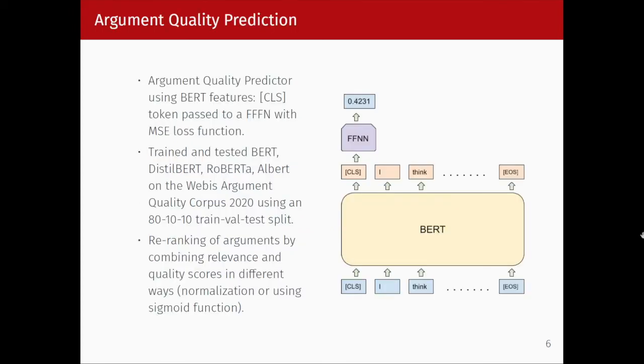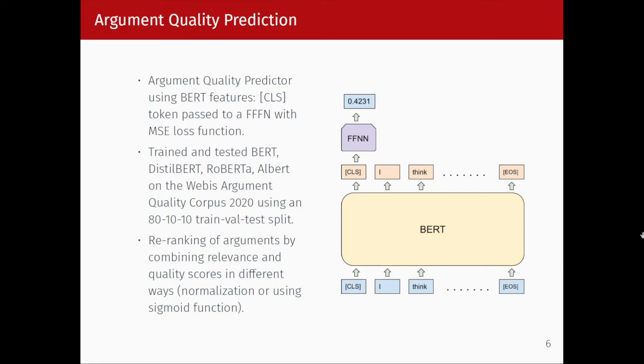To predict the overall quality of an argument, we used BERT features. In particular, we passed the CLS token representation to a feed-forward neural network with the objective of minimizing the mean square error loss function. We trained and tested BERT and other variants such as DistilBERT, RoBERTa, and ALBERT on the Webis argument quality corpus by using an 80-10-10 train validation test split.